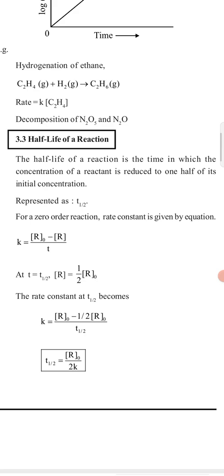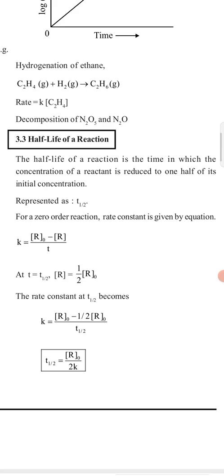The half-life of a reaction is the time in which the concentration of the reactant is reduced to 1/2 of its initial concentration. So 50% of the reaction will have occurred at that time. It is called the half-life period.